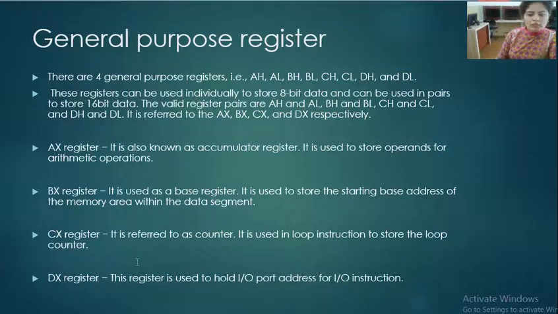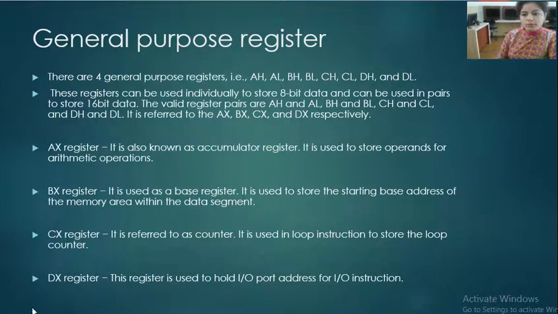Okay. Now next register is CX register. CX again is a combination of CH and CL, and it is also referred to as counter. C stands for counter, and it is used in loop instruction to store the loop counter. Counter is always used to count the steps, so that's why it is used in loop instruction to store the loop counter, to count the number of steps in a loop.